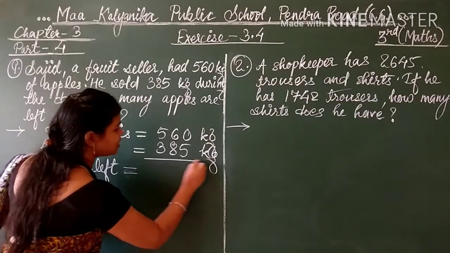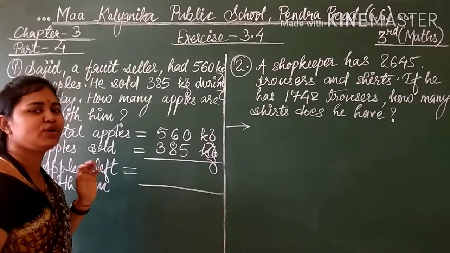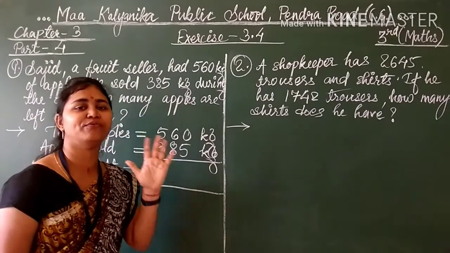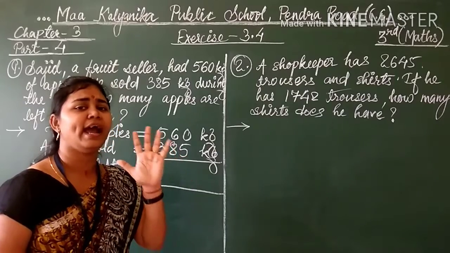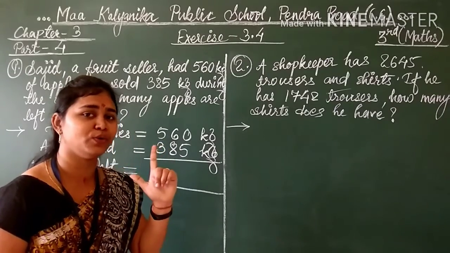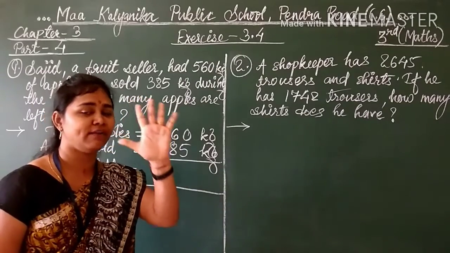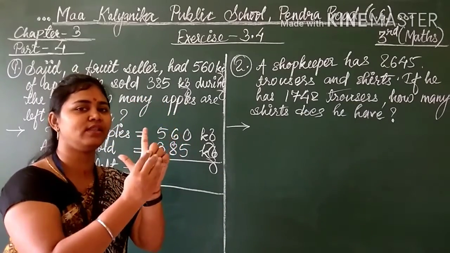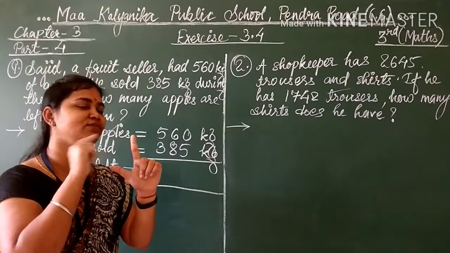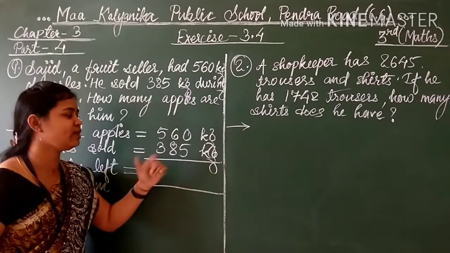So students, I hope you are understanding the question. We can take one more example. For example, you have 5 kg of apples with you, and your friend has taken 3 kg of apples from you. So how many apples are left with you? 2 kg. How have we done it? We had 5 in total, 3 given, so now 2 are left. So 5 total minus 3 given, we have received 2. In the same way, total 560 minus sold 385. So how much is left?